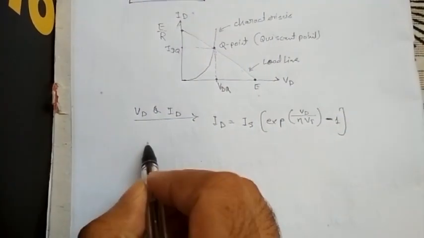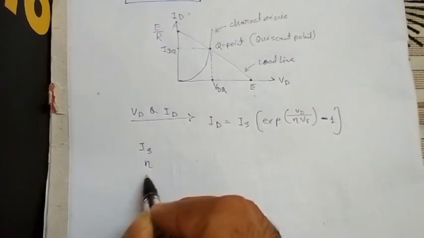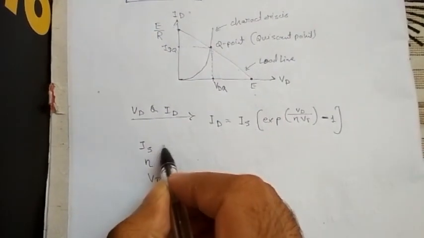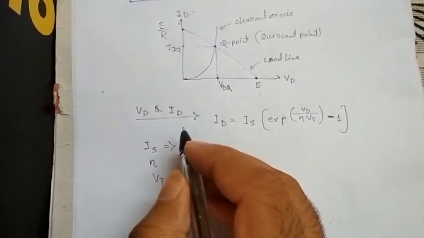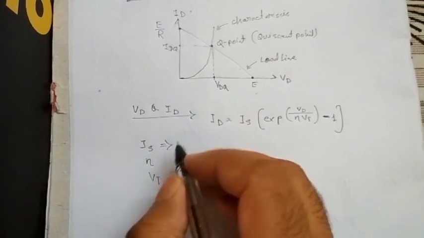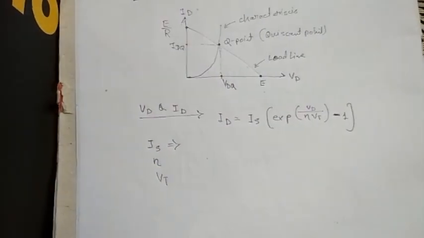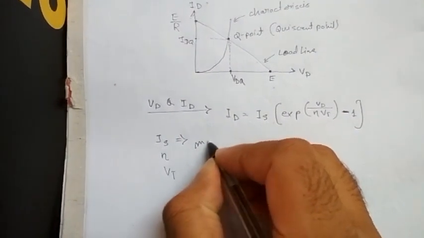Here we have three unknown terms, that is Is, nu and VT. Now what is Is? Is is the saturation current. This saturation current is the magnitude of reverse saturation current.